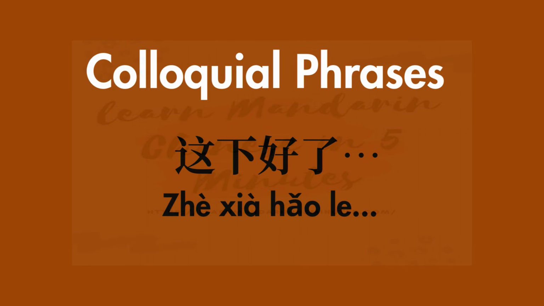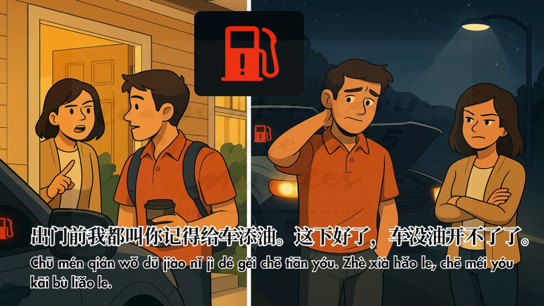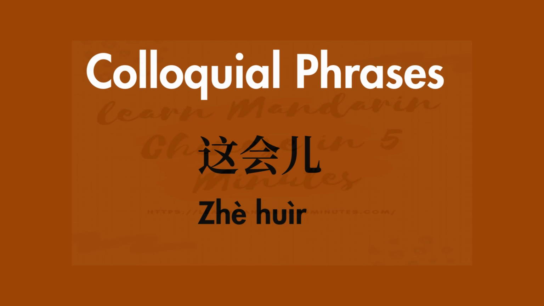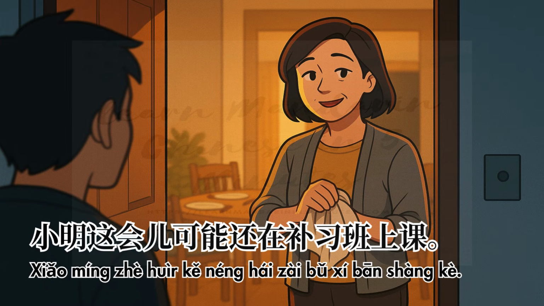Oh, great. Now what? Sentence example. 出门前我都叫你记得给车添油，这下好了，车没油开不了了。这会儿 literally means this moment. The actual meaning is right now, at the moment, or at this time. Sentence example. 小明这会儿可能还在补习班上课。这会儿 is a colloquial term emphasizing the current time frame, often used in spoken Chinese.